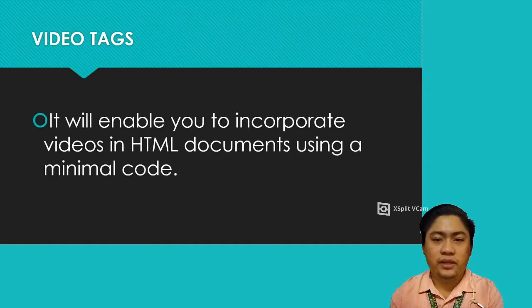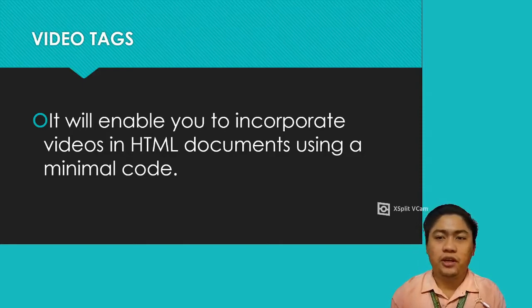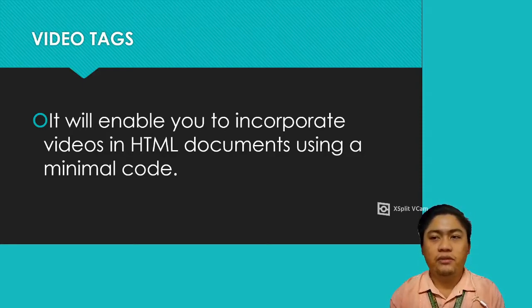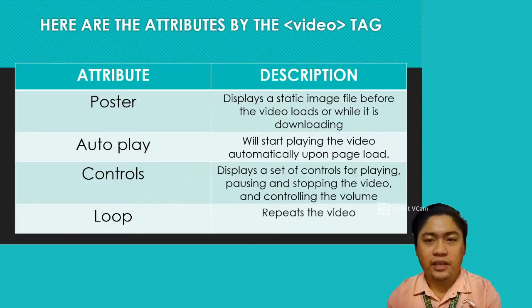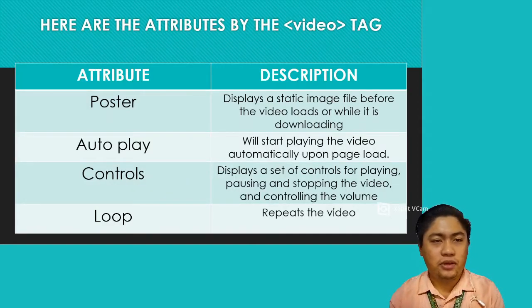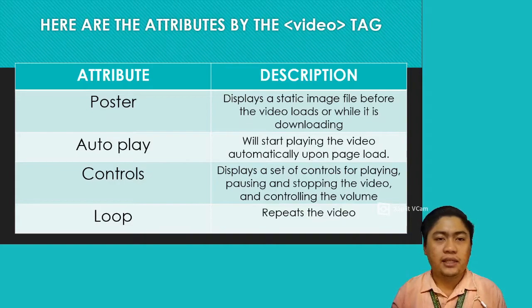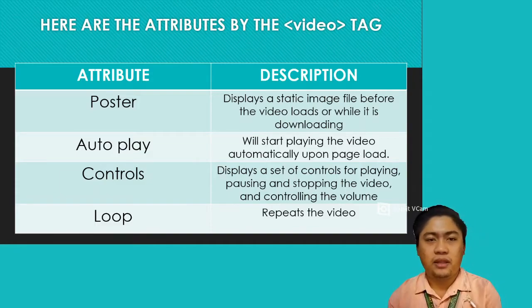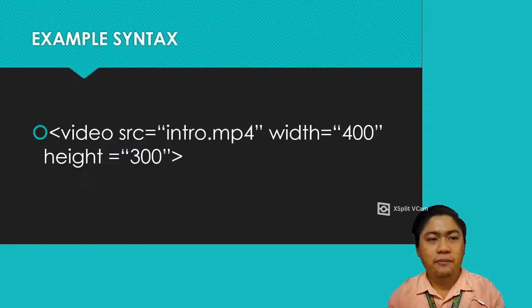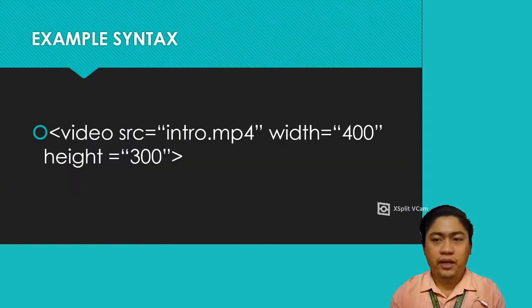Let's proceed with the video tag. Video tags will enable you to incorporate videos in an HTML document using minimal code. And here are the attributes of the video tag. We have the poster to display a static image or the thumbnail of your video before the video loads or while it is downloading. For autoplay, it will start playing the video automatically upon page load. For controls, it displays a set of controls for playing, pausing, and stopping the video and controlling the volume. For loop, it will just repeat the video. The example below is an example of the markup for adding an MP4 file to a web page.